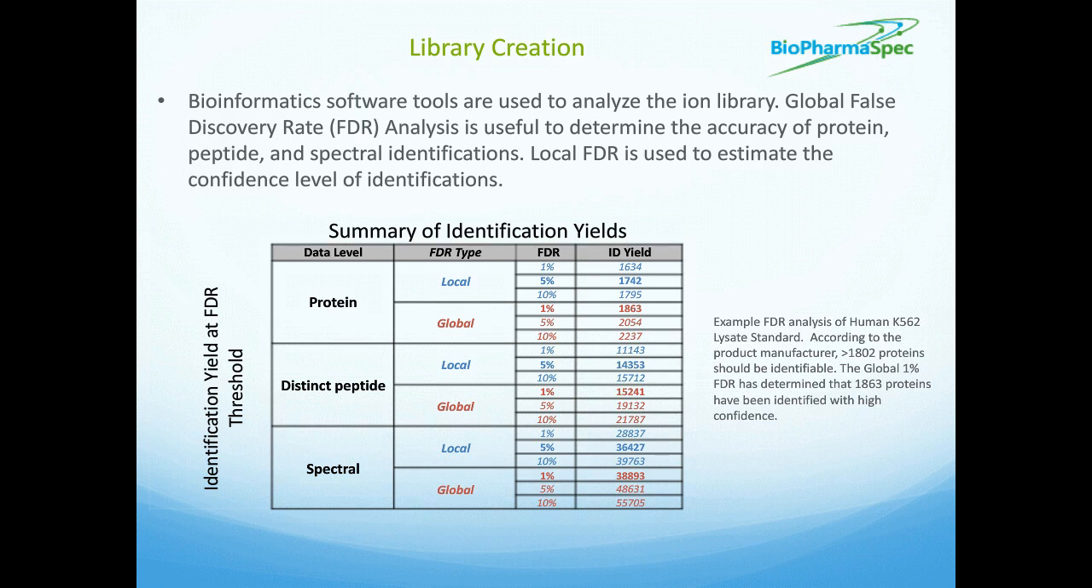So in this case, we've run it through the FDR analysis, and it has told us that it thinks that 1,863 proteins can be identified out of our lysate. So if we compare this to the certificate of analysis for our lysate standard that we purchase, our certificate of analysis recommends that one should be able to identify 1,802 proteins. So we can determine that our method has successfully identified the correct amount of proteins, maybe even a little bit more. And these are high confidence identifications.